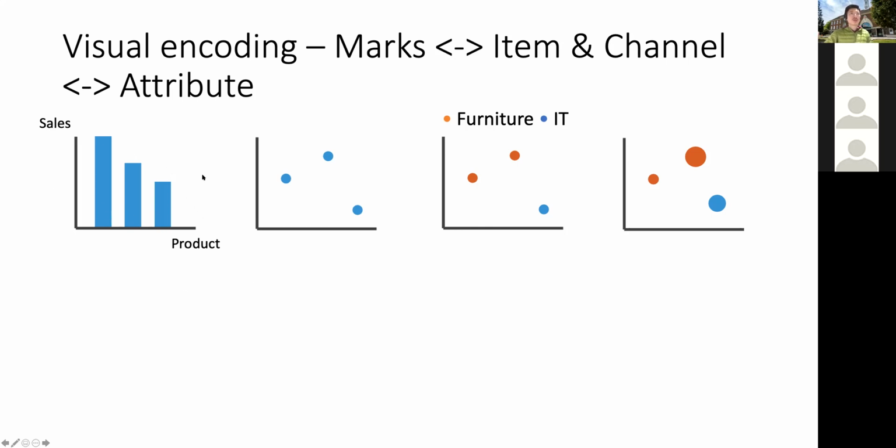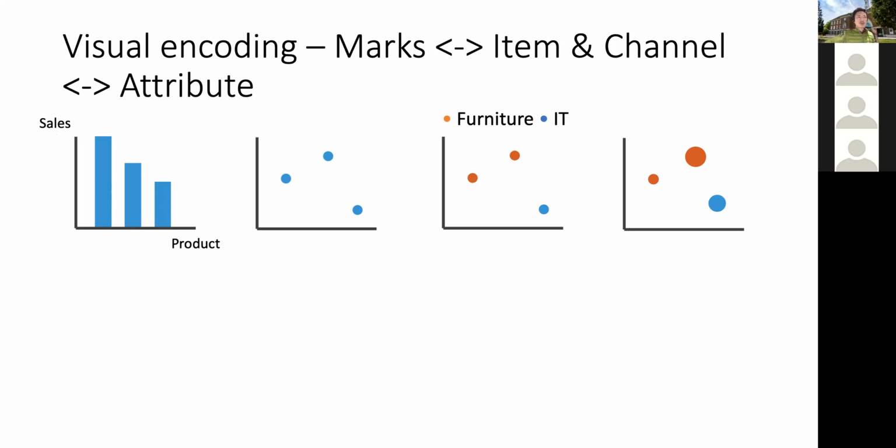Okay, we saw this example before, a very simple bar chart. Each bar represents a product, and the height of the bar represents sales. And so the first question is, what is the mark here? Anyone? A line. A line. Okay, very good. Anyone else?